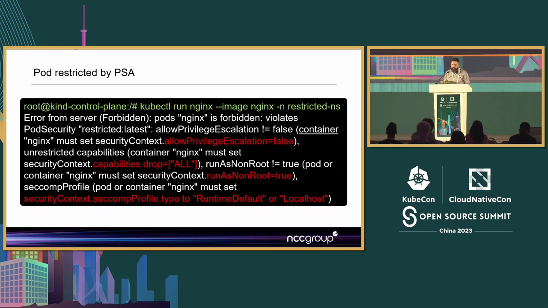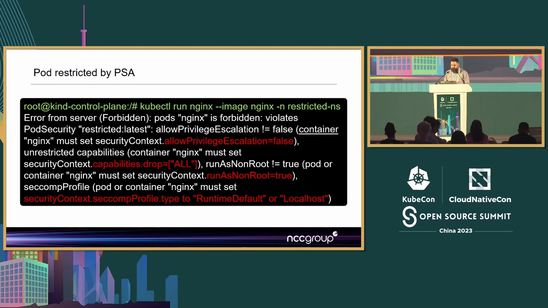And what happens if we try to deploy just a single pod? It's not even a privileged pod. Well, the policy admission will not validate this insecure configuration, and this pod won't be deployed in this restricted namespace. Here, I just highlight some of the missing configurations. We have to disallow the privilege escalation, the capabilities, and run as non-root.